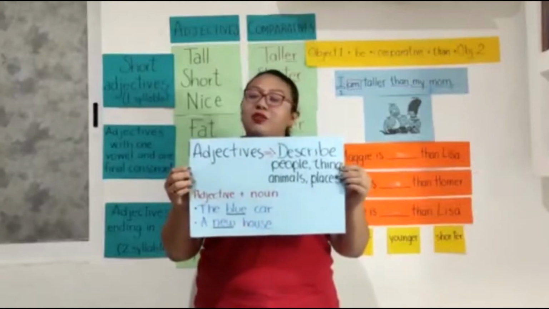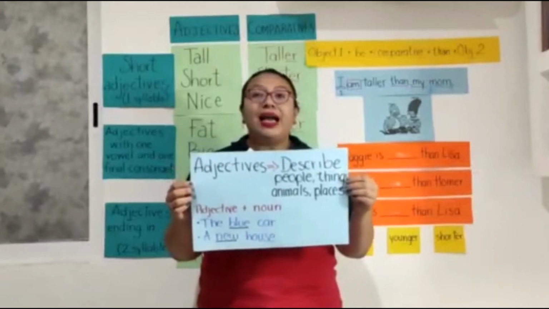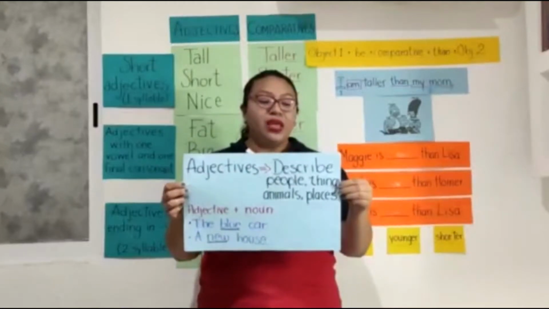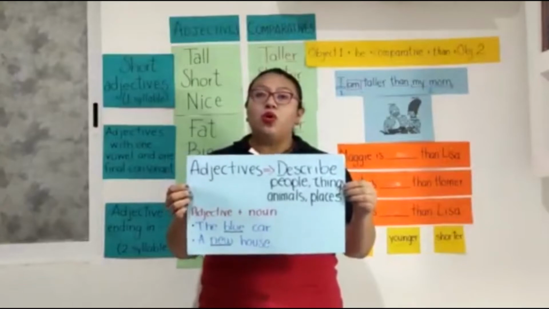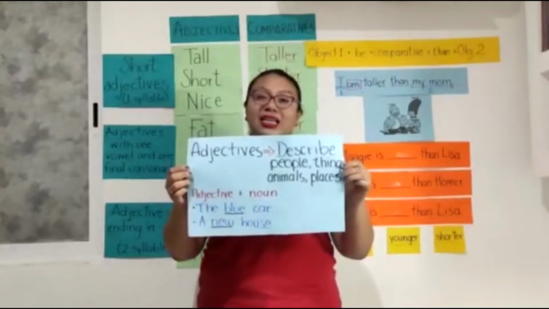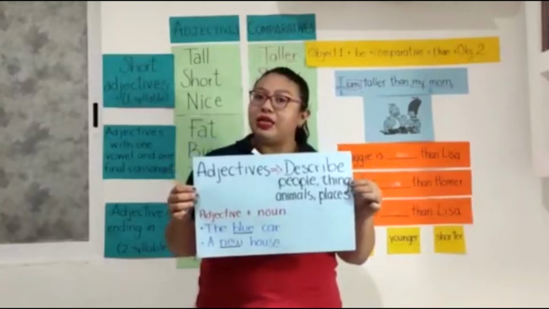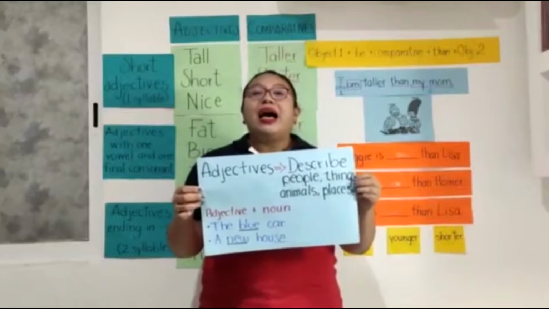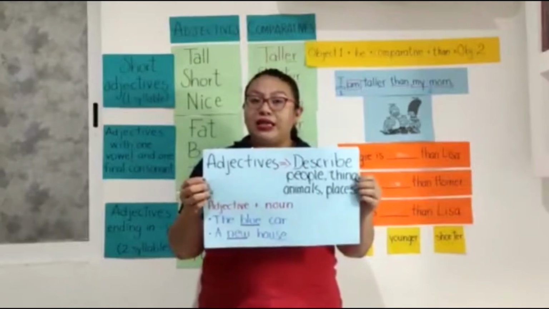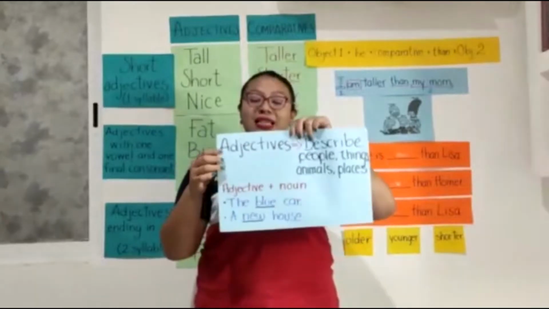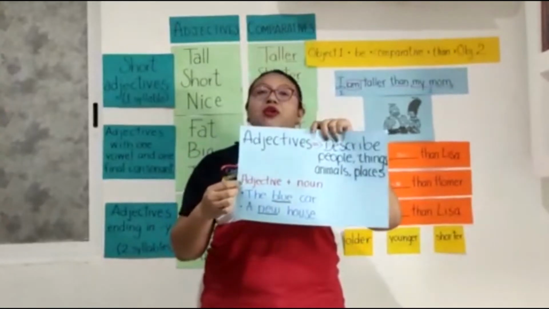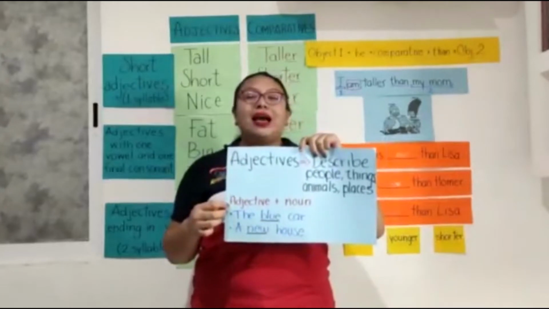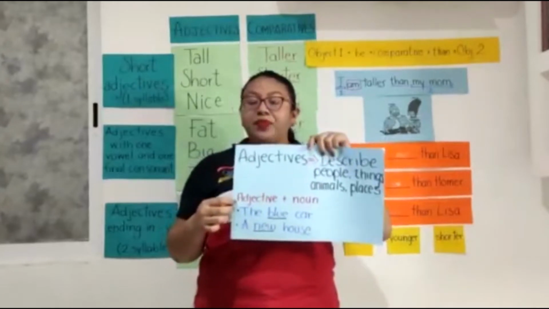Also, you can use adjectives to describe animals, your cat, your dog, okay? And remember that we can also use adjectives to describe places, for example, Cancun, okay? Now, how are you going to use it? Remember that when we use adjectives, the adjective goes before the noun. It's the opposite of Spanish, okay?